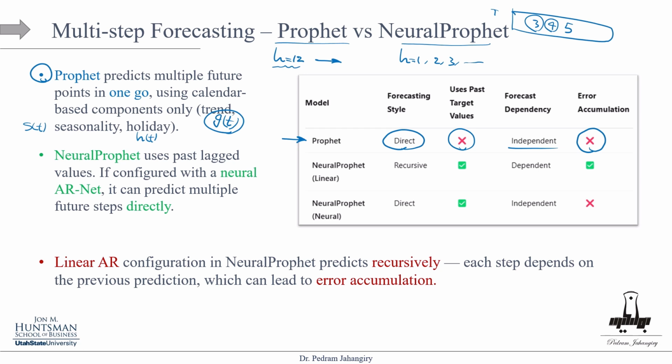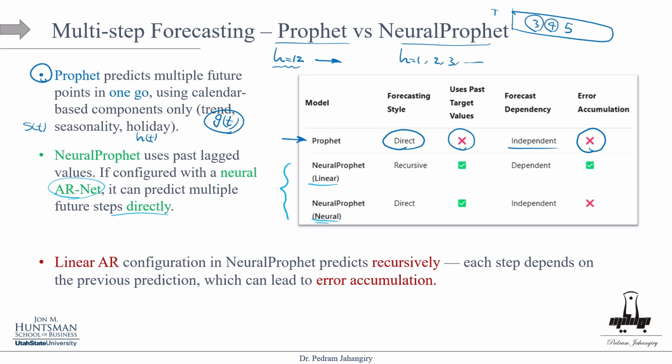But the disadvantage of Prophet was that because it's not using recursive modeling, it was not able to capture the short-term dependencies. NeuralProphet wanted to fix that, and actually is able to fix that, but we need to be very careful whether we are adding those lagged values of the target variable in a linear way or in a neural network. So starting with neural network: NeuralProphet is going to use the past lag values, and if configured with a neural network, something like AR-Net, it can predict multiple outputs at the same time directly, right? So this is pretty much the same capability as what Prophet could do.